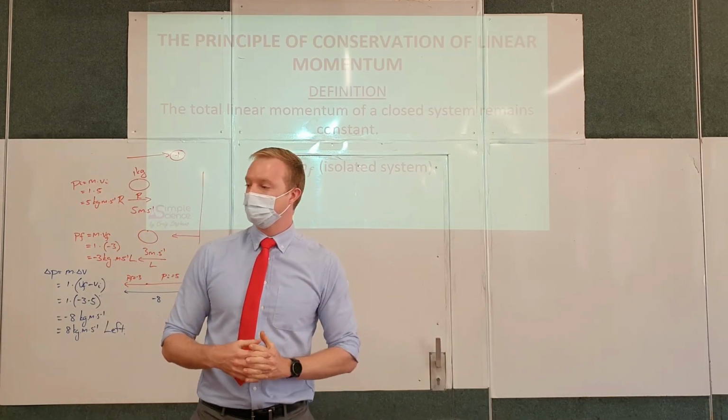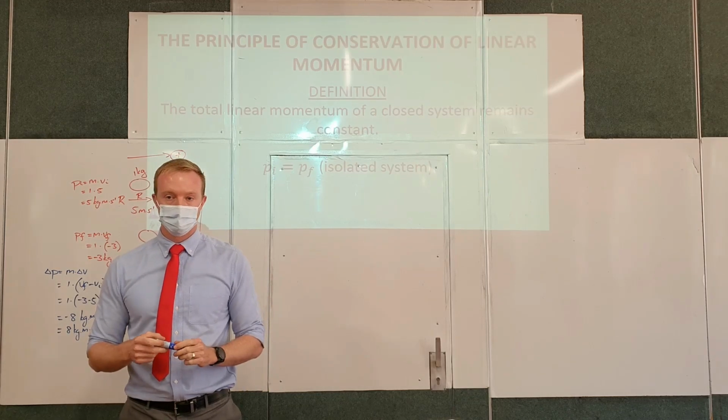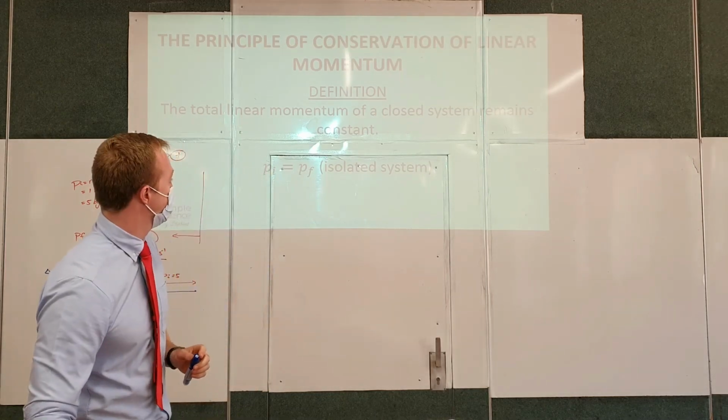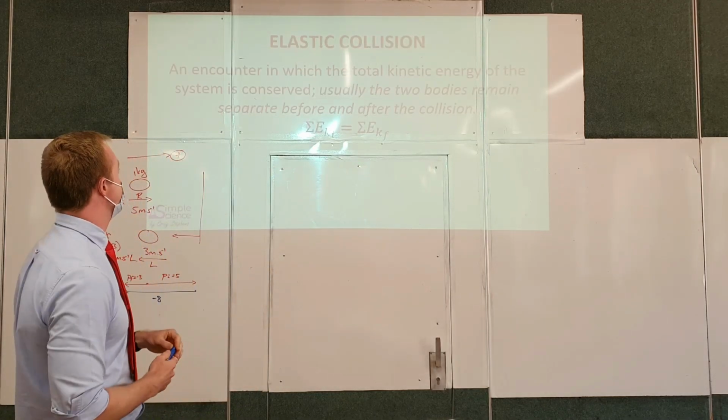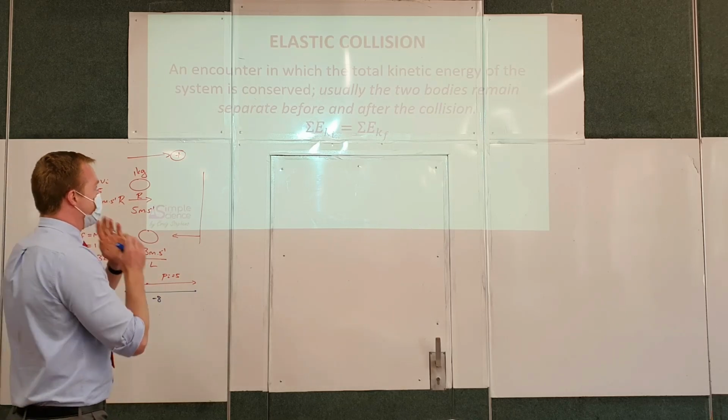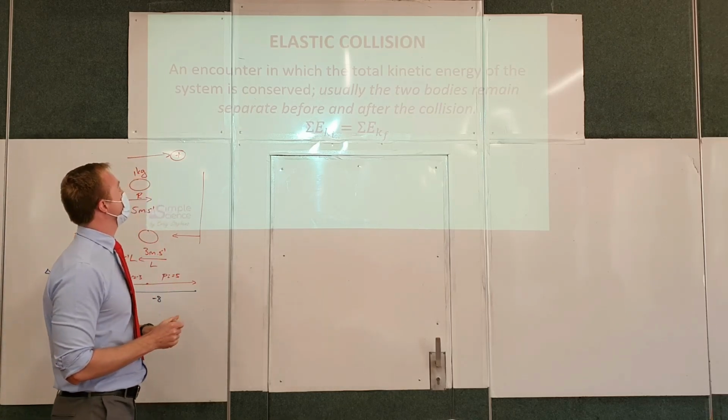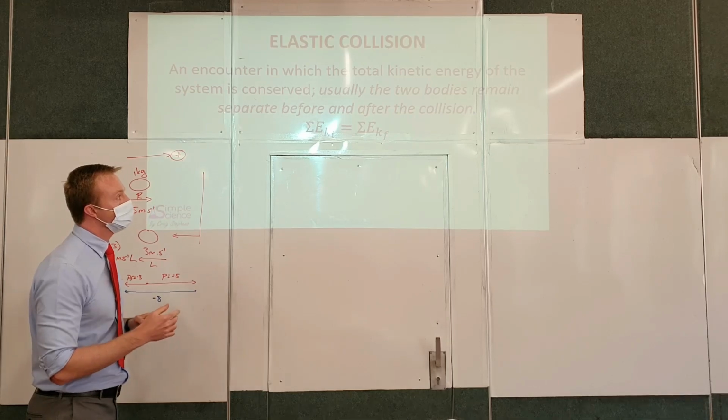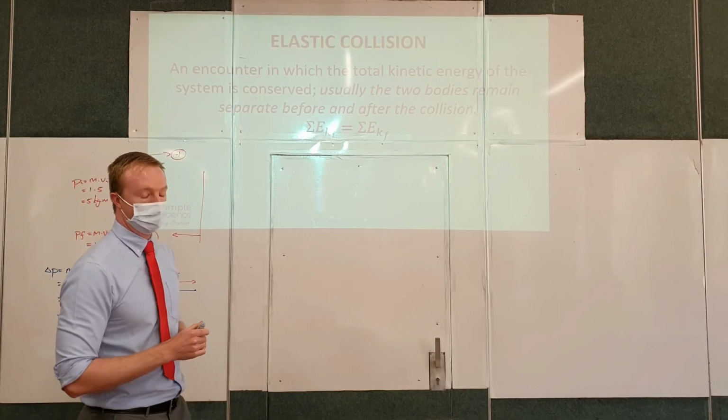So, speaking about collisions, there are 2 types of collisions that we get. There are inelastic and elastic collisions. Right, so we'll start with an example of an elastic collision. An elastic collision is an encounter in which the total kinetic energy of a system is conserved. Usually, 2 bodies remain separate before and after the collision.